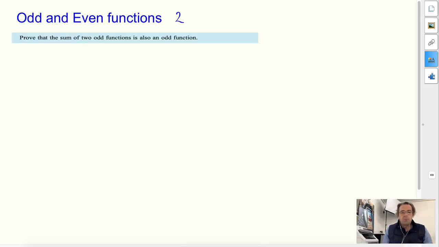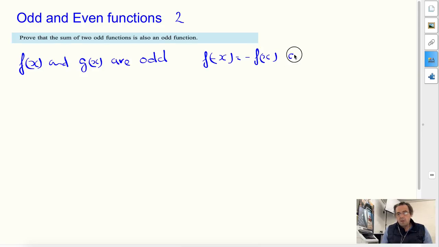Another type of question, a proof. Prove that the sum of two odd functions is also an odd function. Well, suppose that f of x and g of x are odd. So that means that f of negative x is negative f of x, and g of negative x is negative g of x. Now when we add those functions together, we can create h of x.